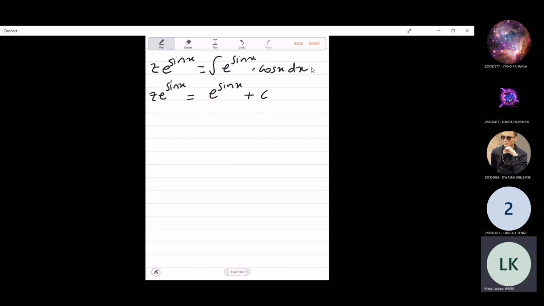And then rewrite z in terms of y. So we have ln of y e to the power of sine x is equal to e to the power of sine x plus our constant of integration. Okay, so here just kind of multiplying.